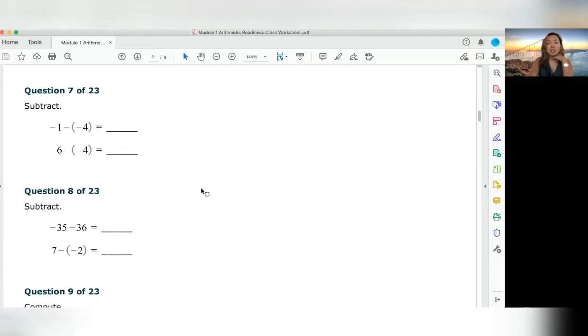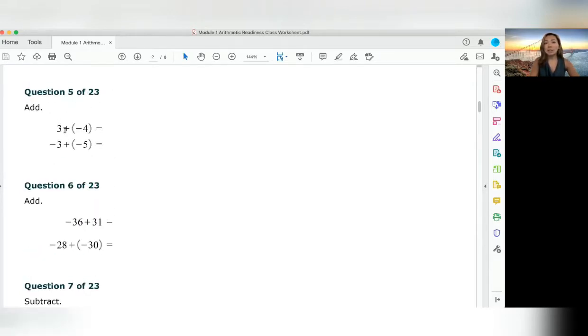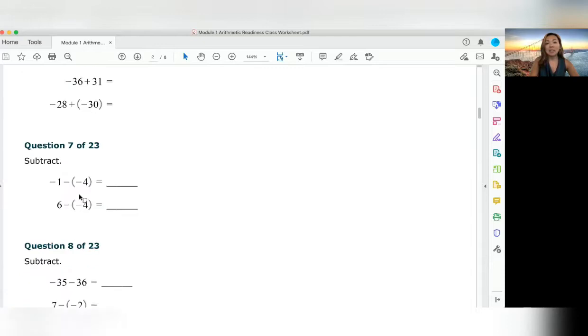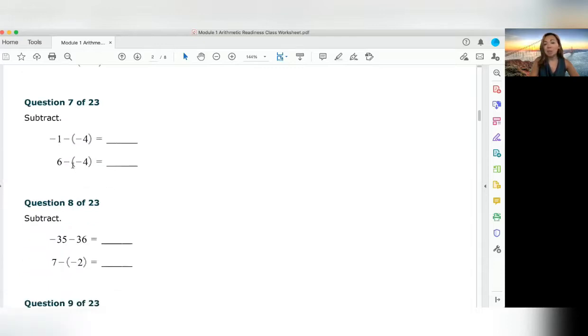All right, next up, we're going to talk about subtracting integers. So here is subtracting integers. We look at questions number 7 and 8. Notice in number 5 and 6, the main symbol that we're using is addition, even though there are minus signs here. Here in 5 and 6, we're adding negative numbers, so make sure we realize that that's adding. Now in 7 and 8, notice that the main operation in the middle is the minus sign, which means subtraction. So when we subtract, let's see what we need to do.